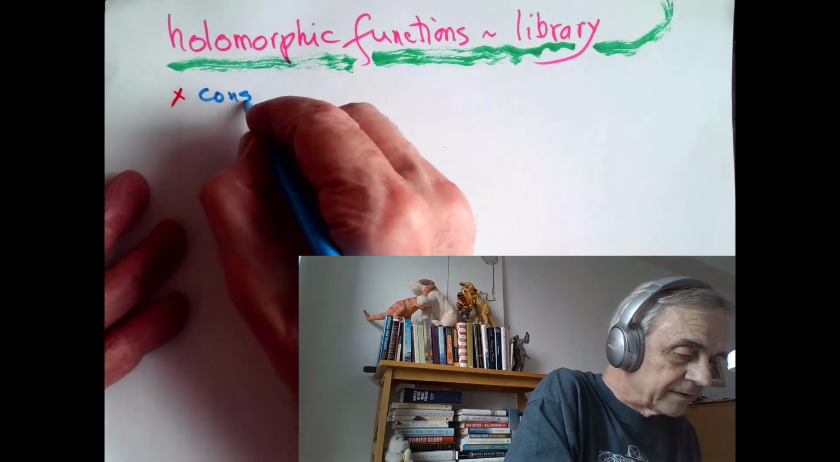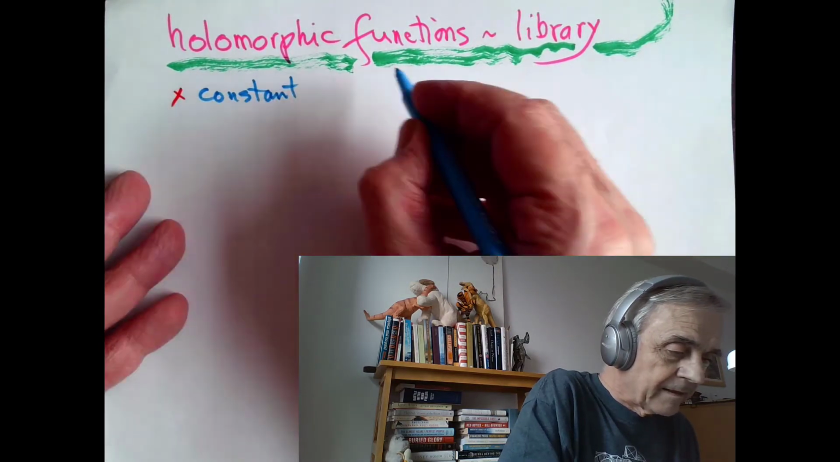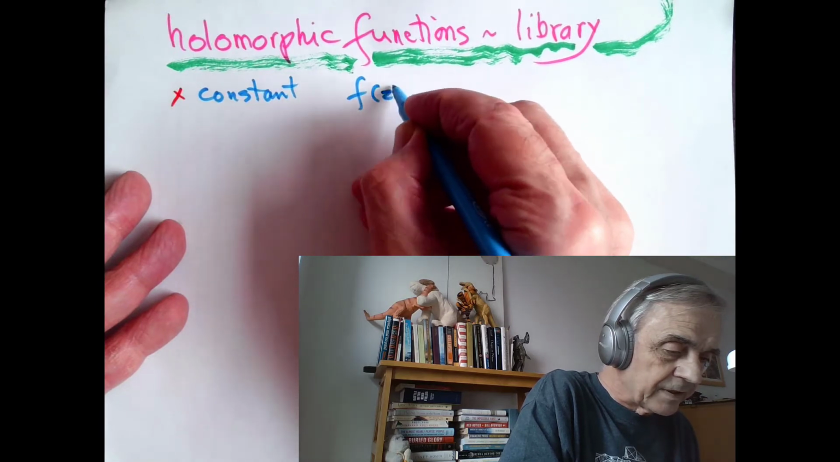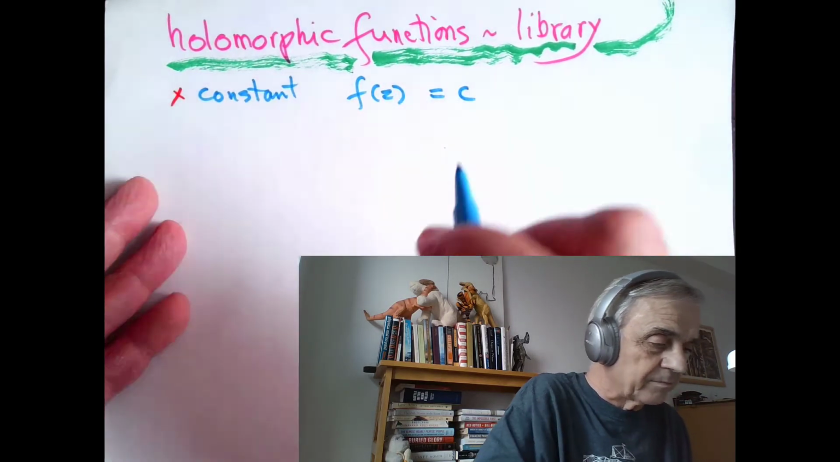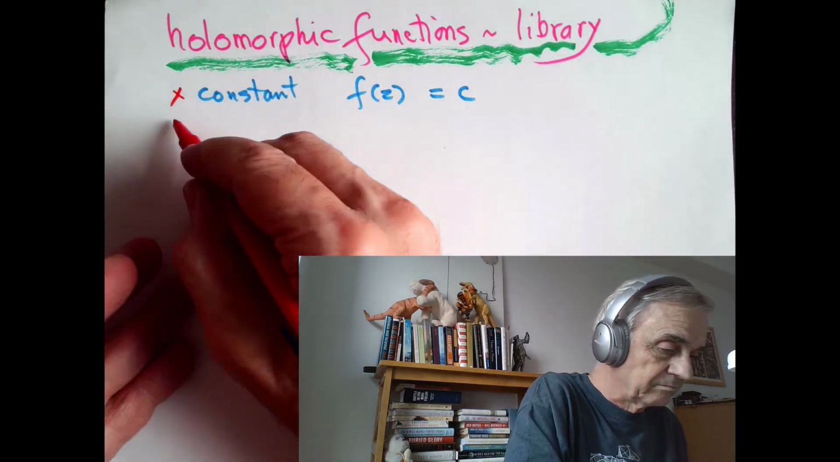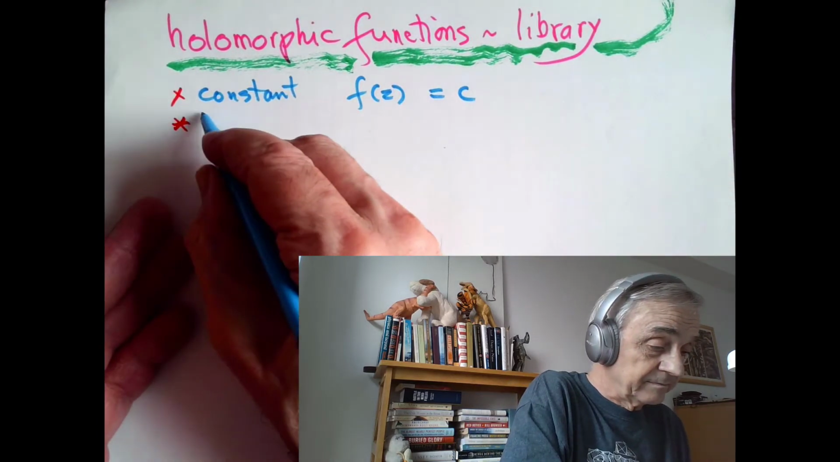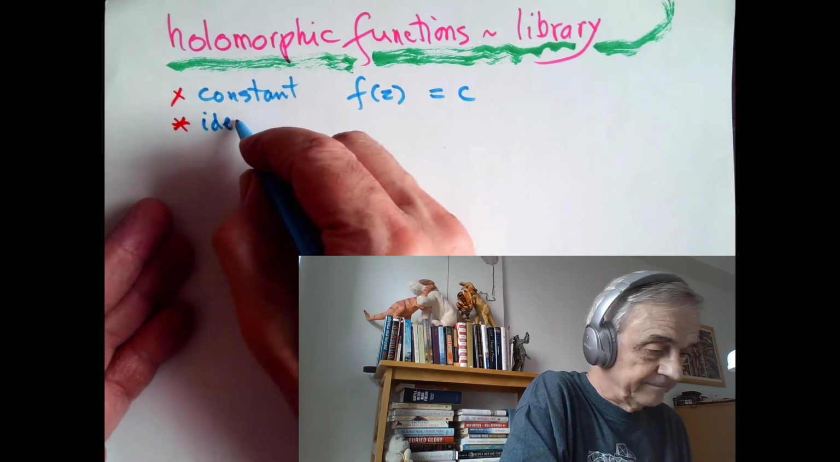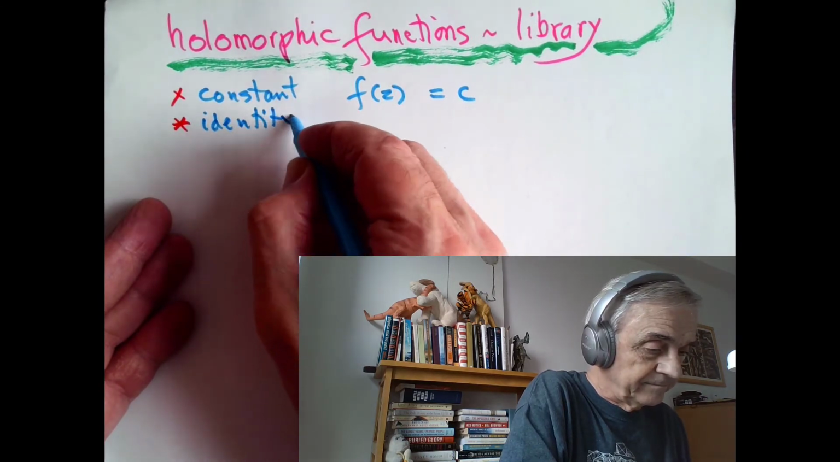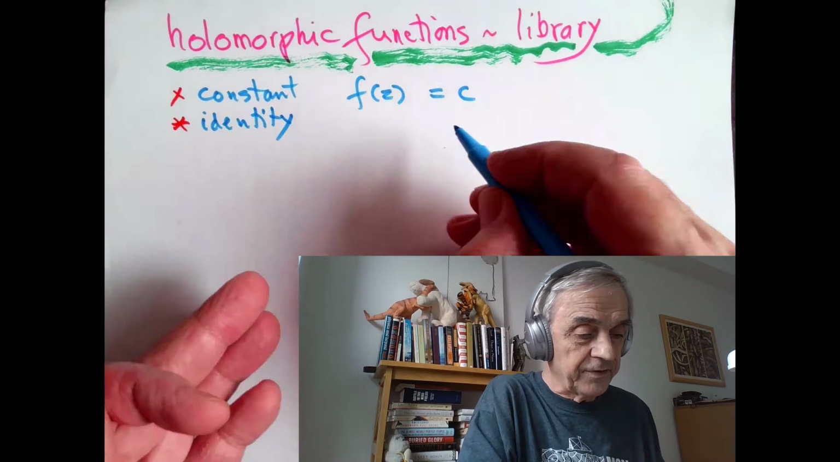Constant. So function of z is just a complex number. Identity. The function of z is z itself.